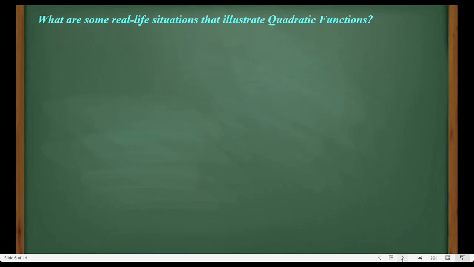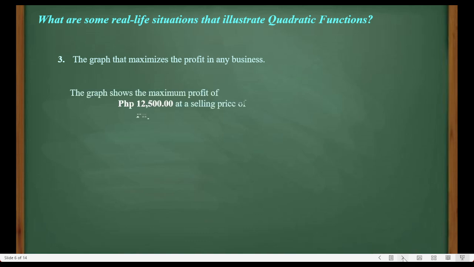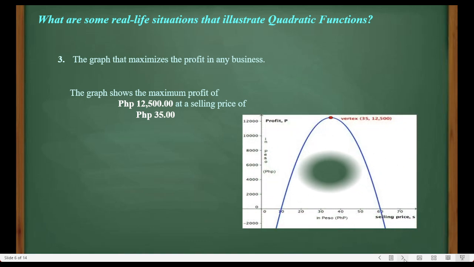Next, number 3, the graph that maximizes the profit in any business. It is parabolic. The graph shows the maximum profit of 12,500 pesos at a selling price of 35 pesos. This is the drawing, so this is the graph, which is quadratic function in nature.